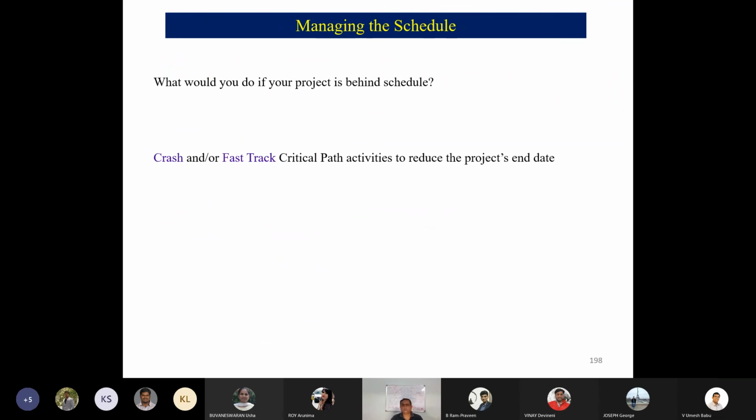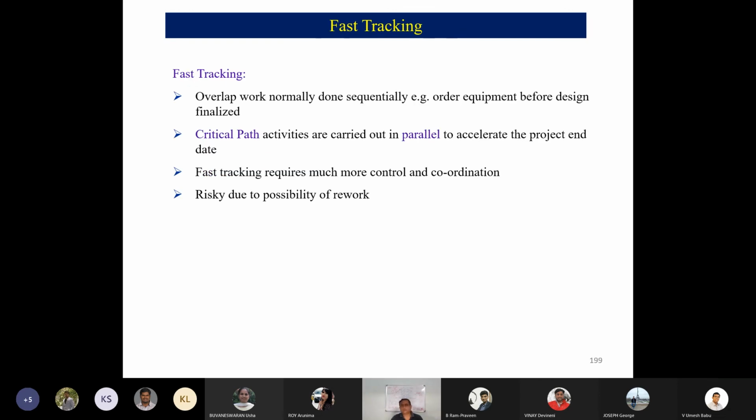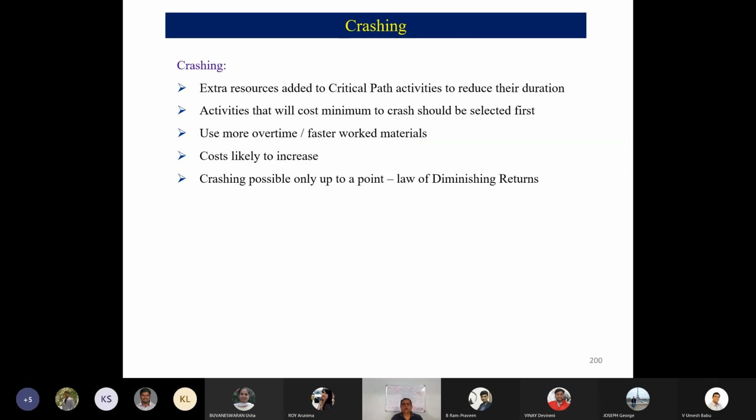Managing the schedule. What would you do if your project is behind schedule? Crash and or fast track critical path activities to reduce the project's end date. Fast tracking: overlap work normally done sequentially. For example, order equipment before design is finalized. Critical path activities are carried out in parallel to accelerate the project end date. Fast tracking requires much more control and coordination. Risky due to possibility of rework. Pretty much obvious. Now look at crashing.